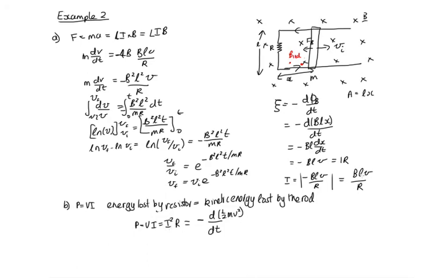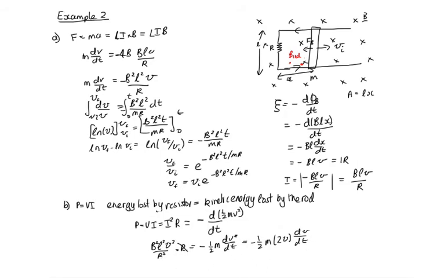Okay, so I squared, we've got I there, so that's B squared L squared v squared over R squared times R is equal to negative times the derivative of this. Now half m doesn't change, and then we've got d v squared dt, and so this is equal to minus a half m. Taking the derivative of v squared, we get 2v times dv dt. So we can now equate these two things.